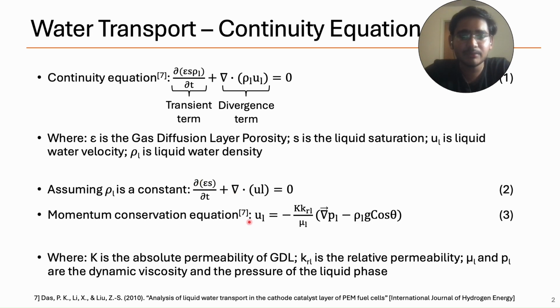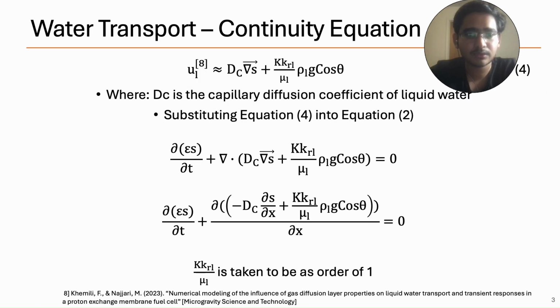And the momentum conservation is modeled as per Darcy's law, and we have a del PL term which is the pressure driving force for the flow of the liquid, and ρL g cos theta is the gravitational term. Capital K is the absolute permeability, and it depends only on the pore structure and not on any liquid flow properties. KRL being relative permeability is between 0 and 1, and μL is the viscosity of the liquid.